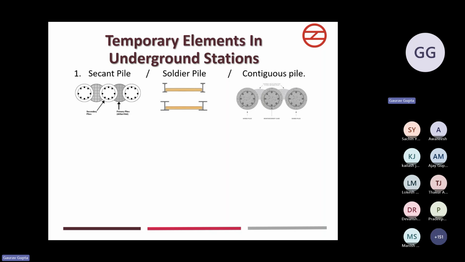A secant pile is a system of primary and secondary piles, in which, as you can see in the diagram I have shown, the primary pile is overlapping the secondary pile system. So basically, it is a watertight structure, and secondary pile is a system of pile where we have the reinforcement cage inside. It is basically an RCC pile, and the primary pile is only the concrete pile.